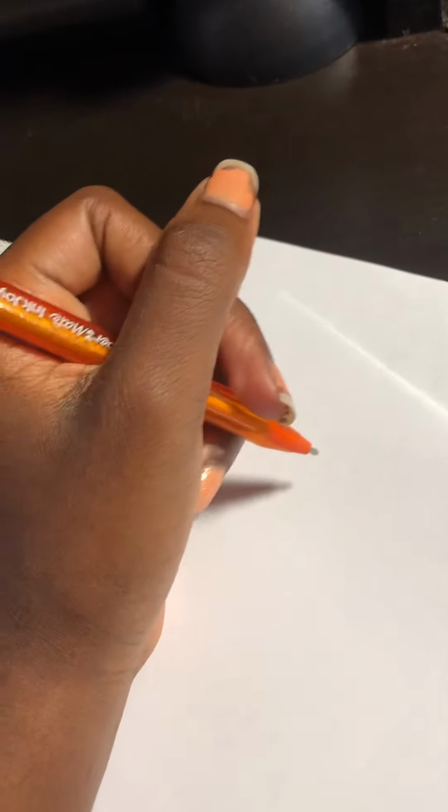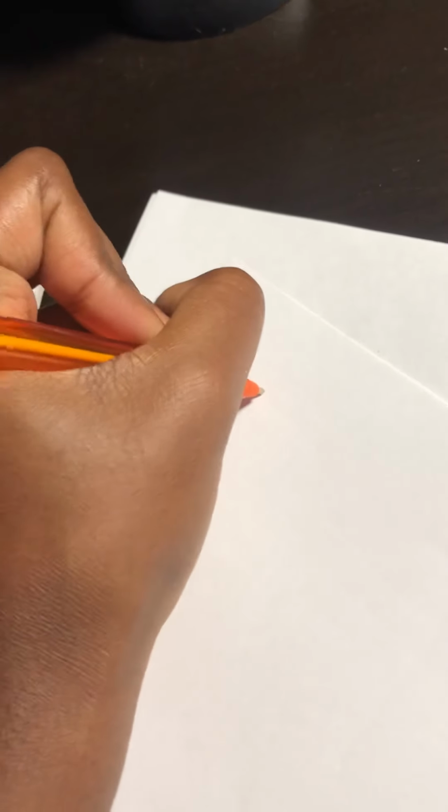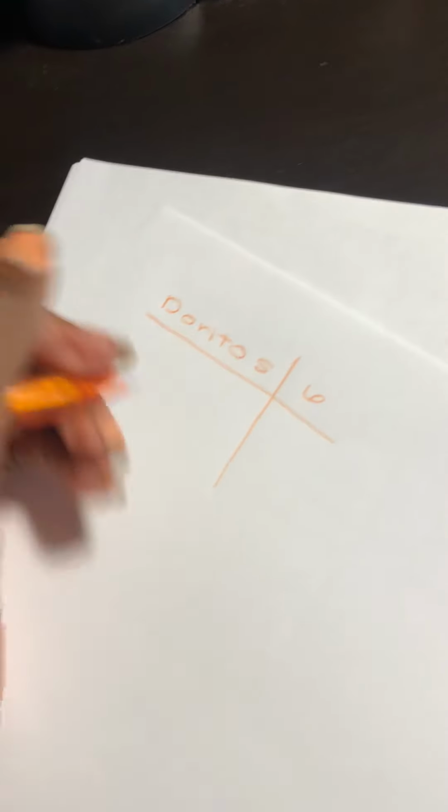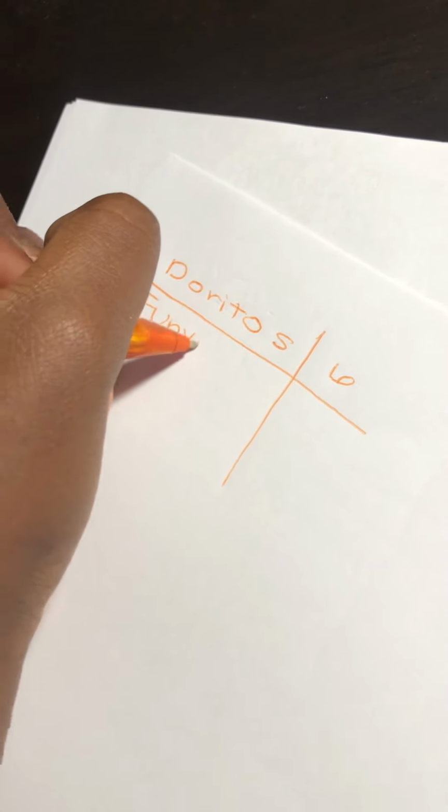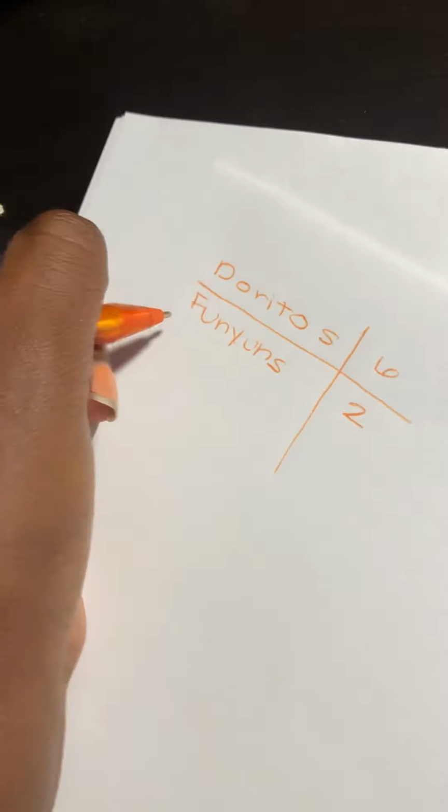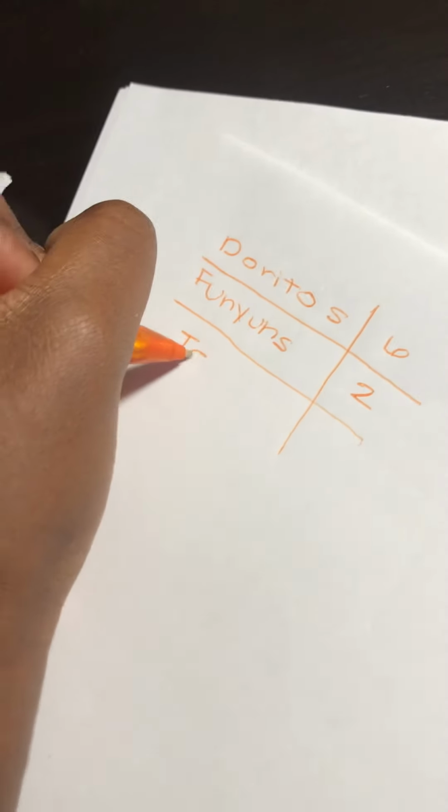Alright, when I surveyed the 20 students, 6 said Doritos, 2 said Funyuns, and 12 said Takis. This is hypothetically speaking if I were to conduct it. So, to go deeper into analyzing the data, you can go further by finding out how many boys and girls liked each of those chip brands.